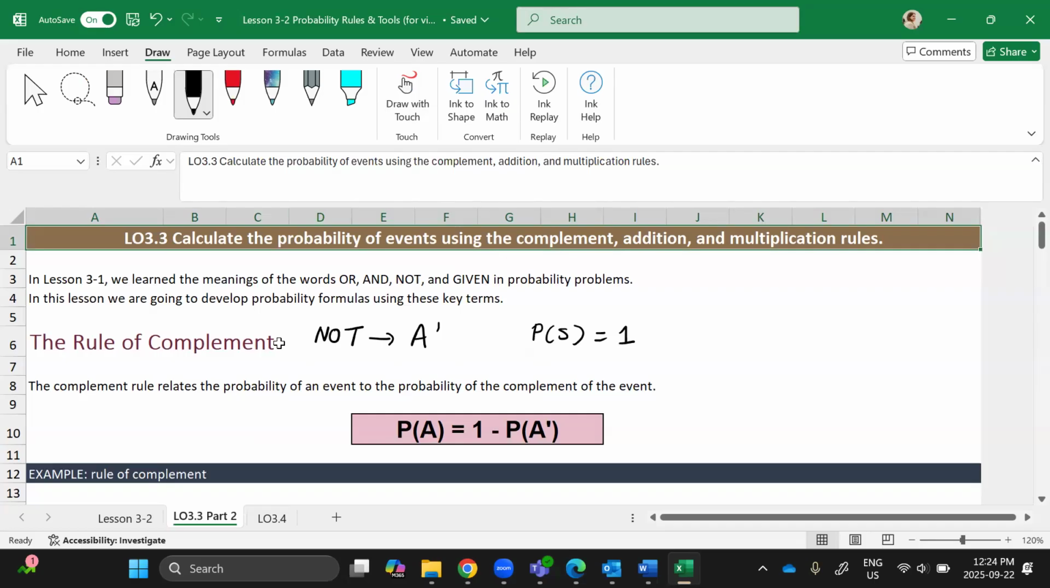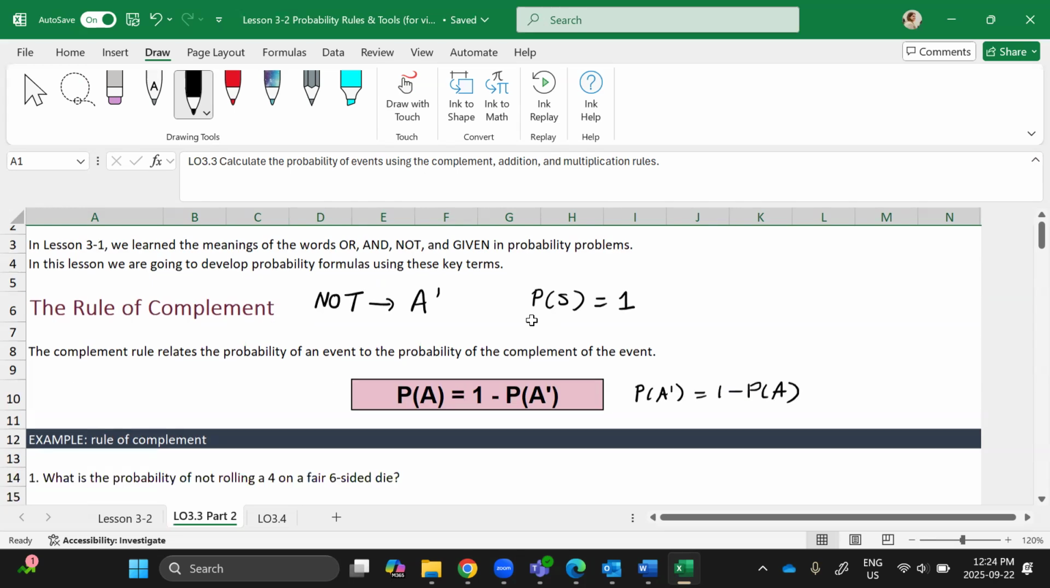So what this means is using these two facts, we can say that the probability of an event A happening is 1 minus the probability of an event A not happening. Alternatively, you could also say the probability of A not happening is 1 minus the probability of A. These are two different ways to state the rule of complement, and it's using the fact that the whole sample space has to add up to 1 or 100% probability.